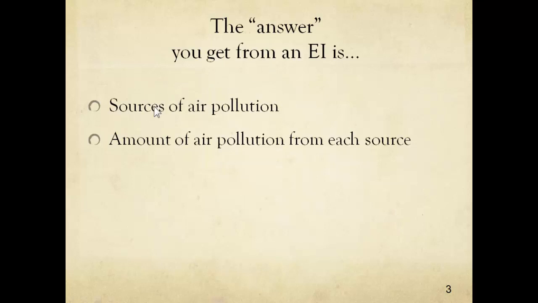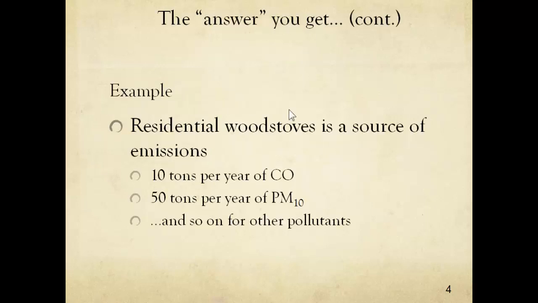air. An emissions inventory consists of two things: the sources of air pollution, the sources that you include in your emissions inventory, and then it can also include the amount of air pollution by pollutant from each of these sources. So an example could be in your emissions inventory, you may just include a list of sources of air pollution, and you could also include estimates of pollutants. So for example, 10 tons per year of carbon monoxide, and so on for other pollutants, pollutant by pollutant.